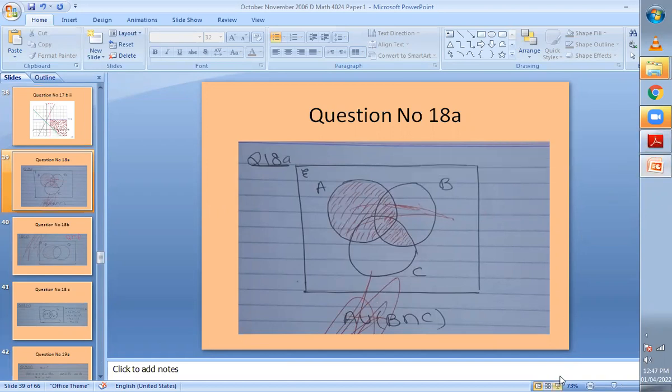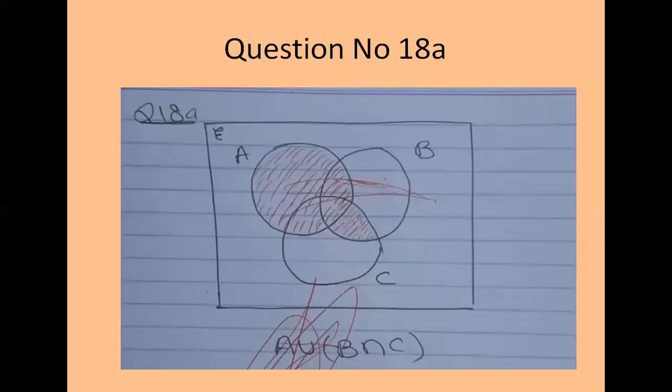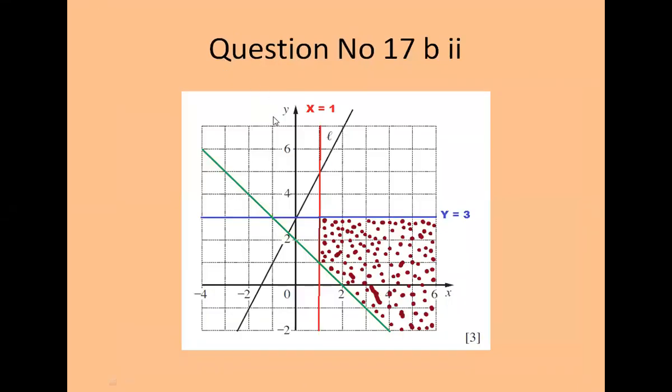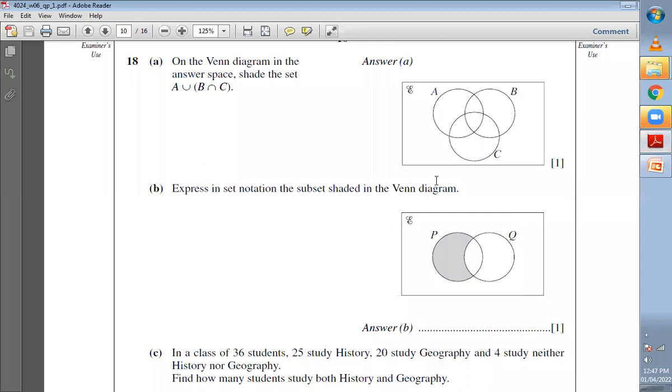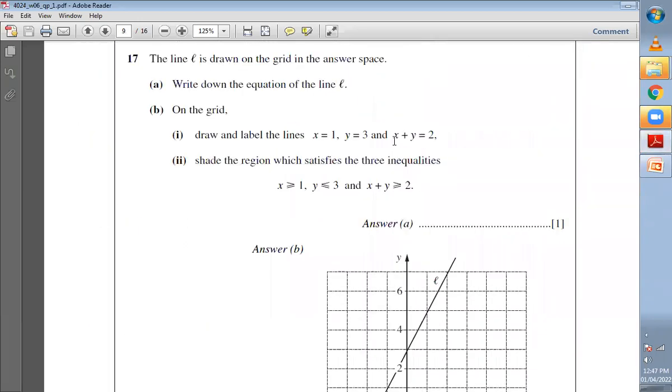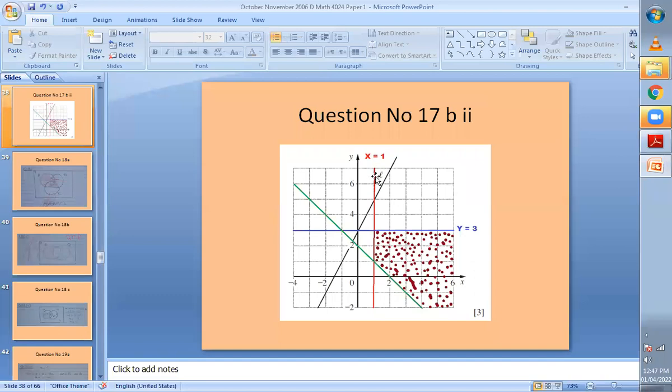Now let me increase the size so you can see on the big screen. Here there were three inequalities given, and we were asked to shade the area. That was question number 17, its B part. Let me show you the question first. Here you have to do this shading, x greater than or equal to 1. So this is that line, and because x is greater than 1, this is the area which is to be shaded.